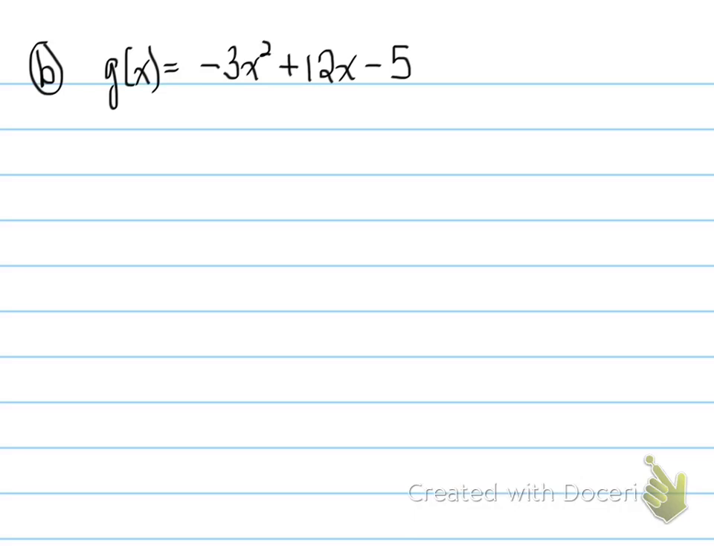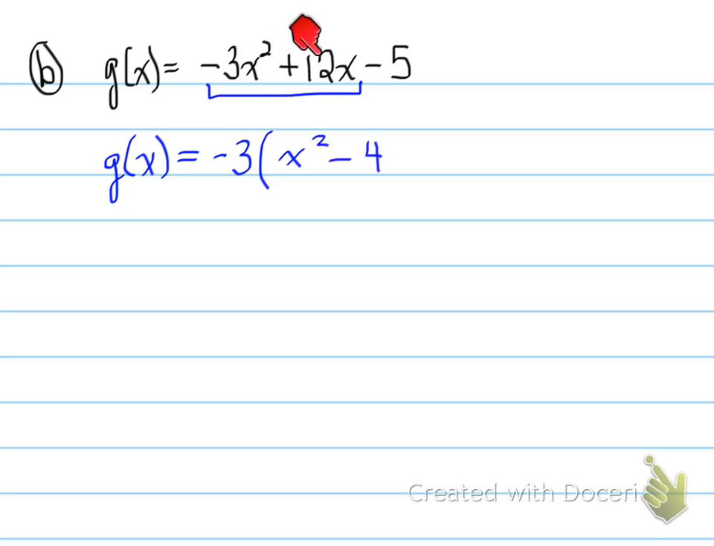In this case, g of x is equal to negative 3x squared plus 12x minus 5. What we have to do first is remove the jacket. So we take out the negative 3 from all the variable terms. So we're left with x squared, and then minus 4x, and then minus 5. So we've done this in the first step.